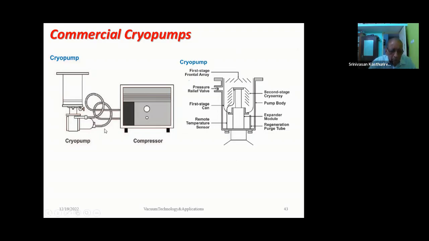Now, to drive the cryopump, you require a helium compressor. That means the cryocooler can be driven by using a helium compressor along with a set of flexible hoses which are connected here. So this is the sort of arrangement we saw a little earlier in the previous figure. The same thing is redrawn in a slightly different way. Okay.